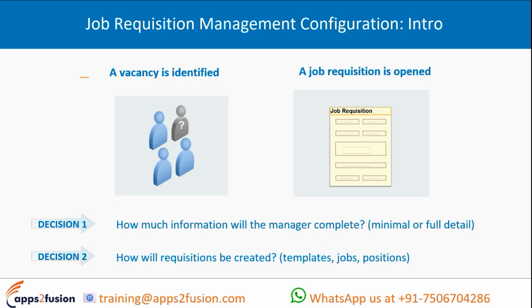So for that, what are the decisions that we have? How much information will that manager complete? And the second is how many requisitions will be created. The first decision is something you would have seen whenever a line manager understands that there is a vacancy present. It depends upon two factors.